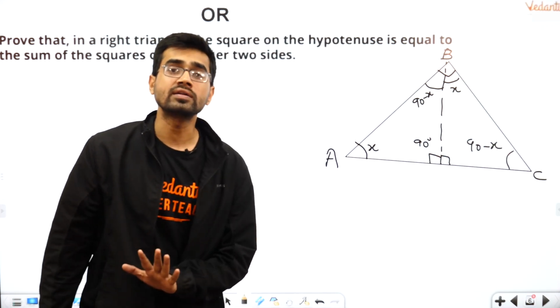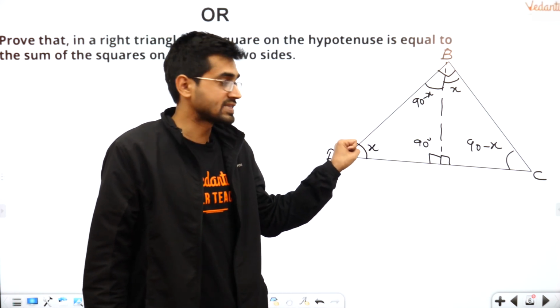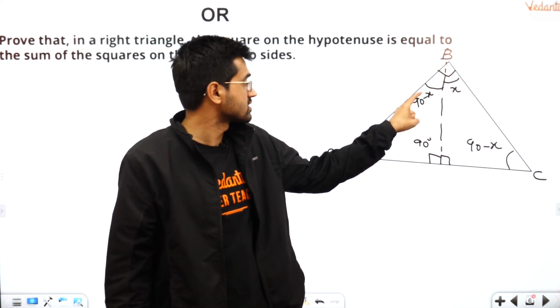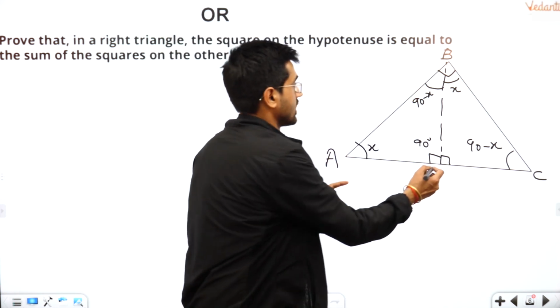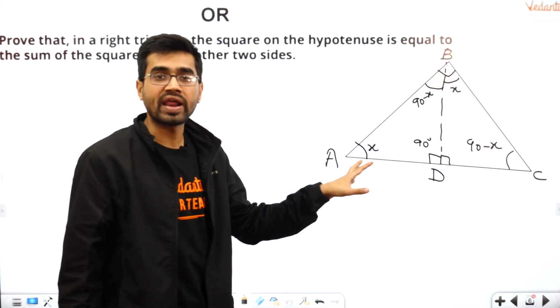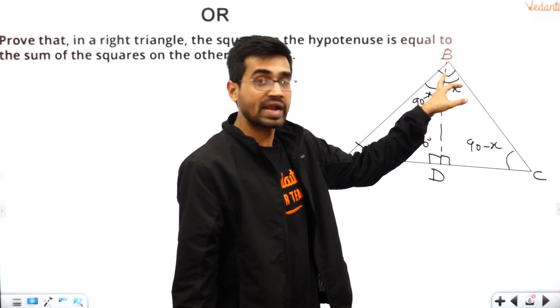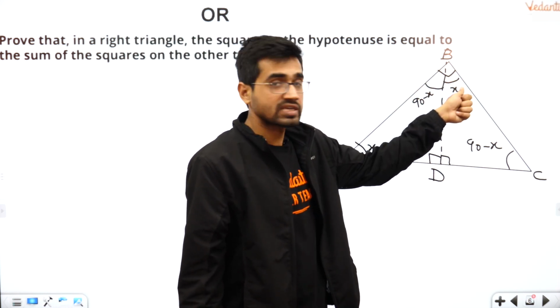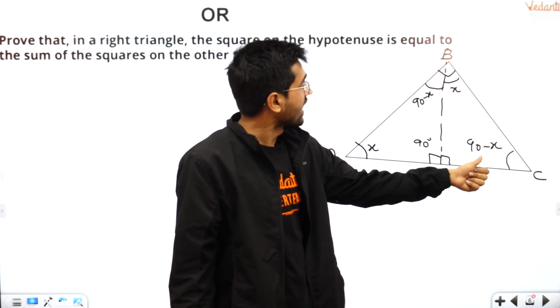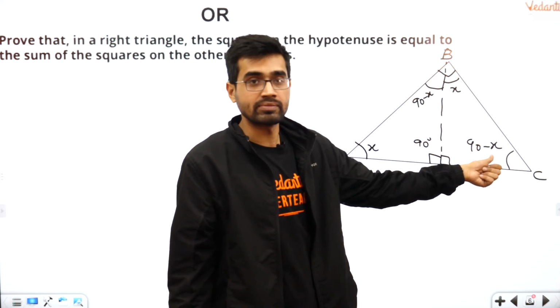Have you understood what I did? I considered that as x. I found this is 90 minus x by the sum of the angles of a triangle being 180. Then I found that this was 90, given to us. So I did 90 minus x plus x. That will become 90. And this is x. This is 90 again. So 90 minus x.